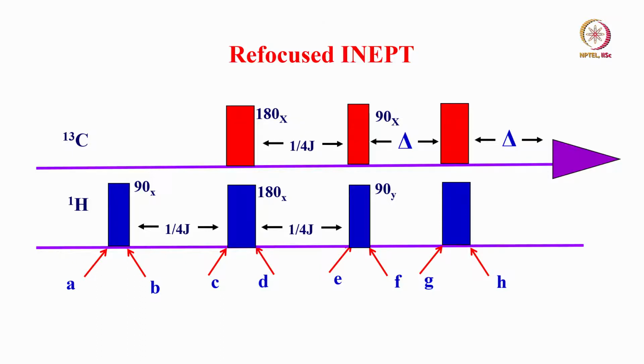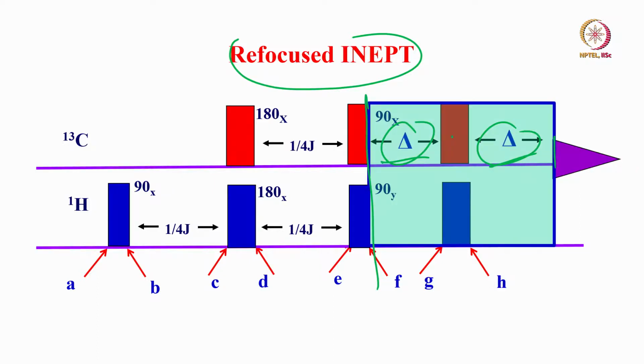This is the refocused INEPT pulse sequence. Up to this is clearly known. Okay, up to this we understood. Now what we do is give an extra delay, again like a spin-echo sequence in the carbon-13, give a time delay here, and then apply 180 pulses on both proton and carbon. After a certain delay, you start collecting the signal. Now what is going to happen? This is the extra additional thing.